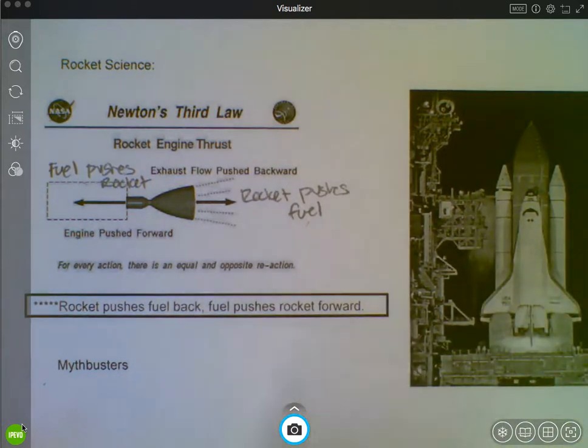Okay, we will watch Mythbusters in class and talk a little bit more about the rocket and these 2 laws. All right, you're done.